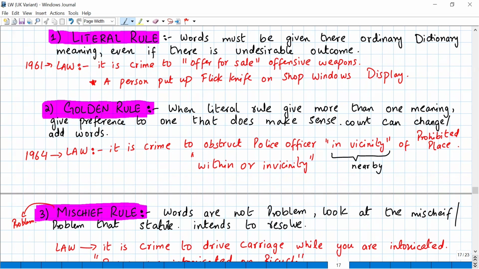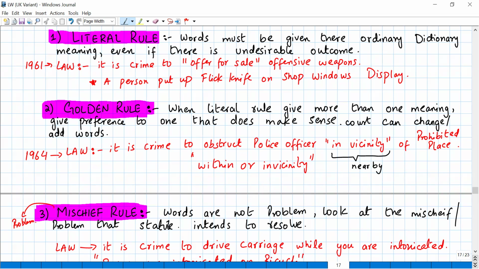The word itself was saying nearby, not that place itself, right? So this is what the person who had obstructed the police officer in the prohibited place argued: that in the vicinity means nearby, not that place itself. But because the golden rule was used by the judge this time, the judge had to give preference to the meaning which is making sense.